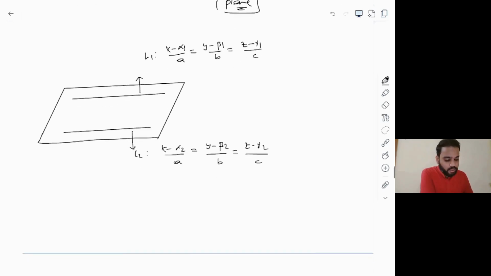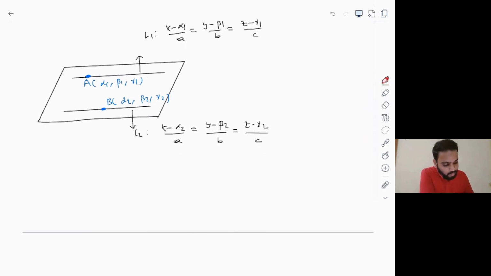That is, to find out the line equation, based on the first line, I can say that there is a point A on the first line, which is alpha 1, beta 1, gamma 1. Similarly, on the second line, we have one more point. Let me take it as point B, that is nothing but alpha 2, beta 2, gamma 2. Now what I'm going to do is form the vector AB bar.